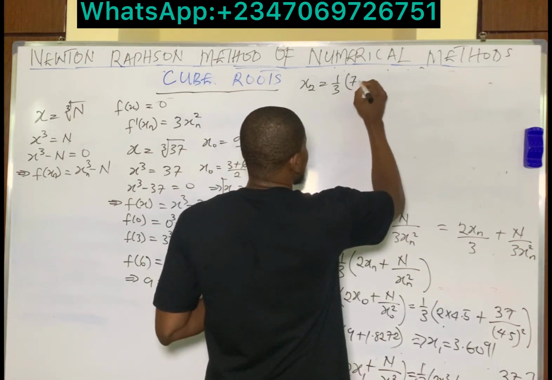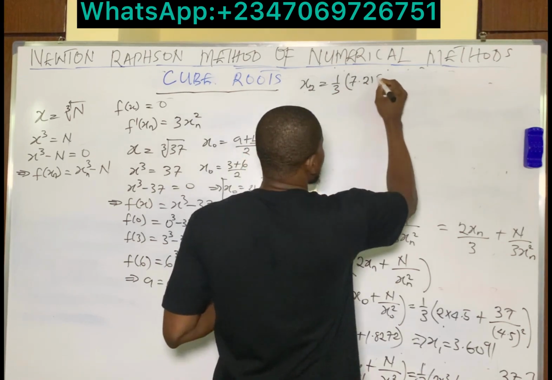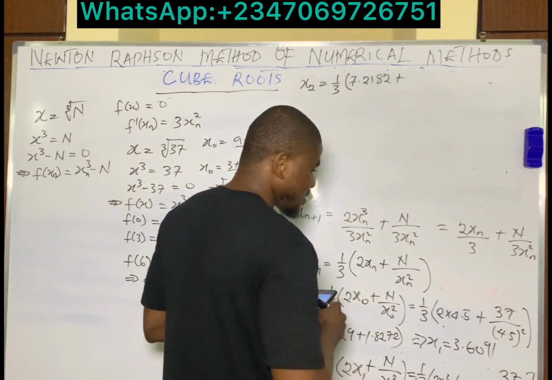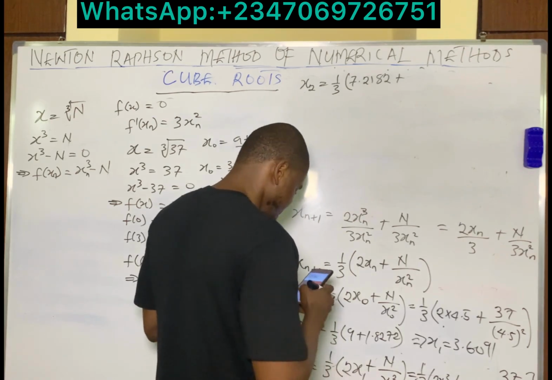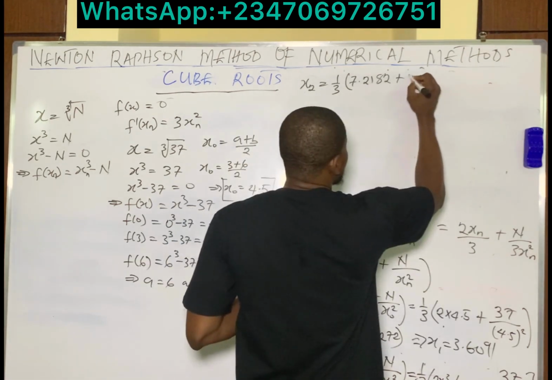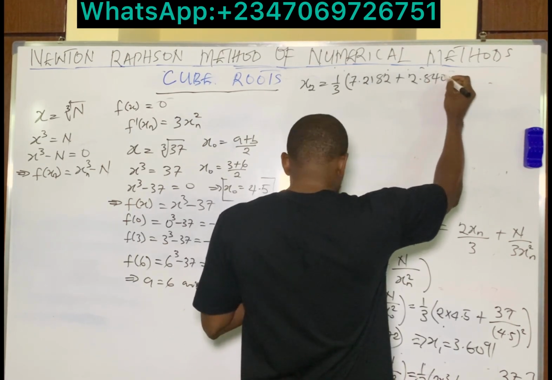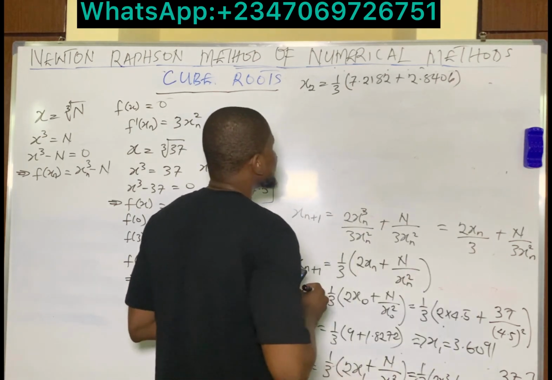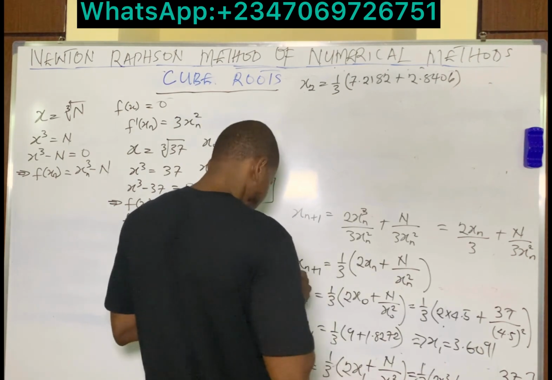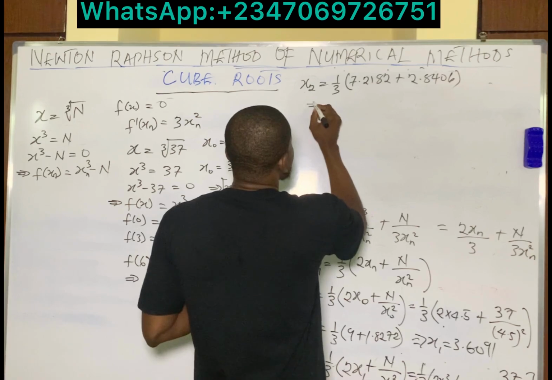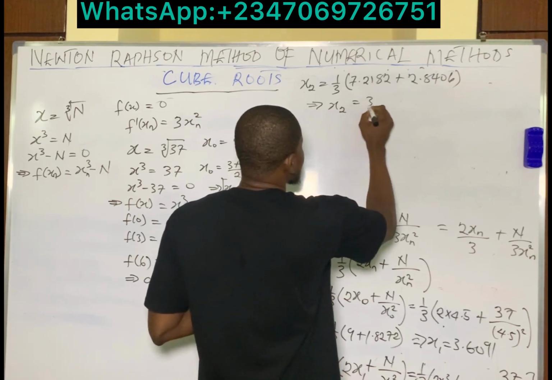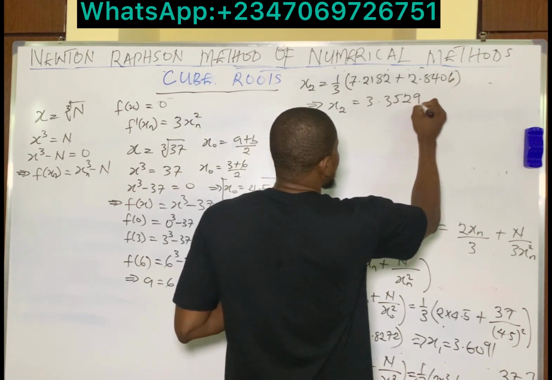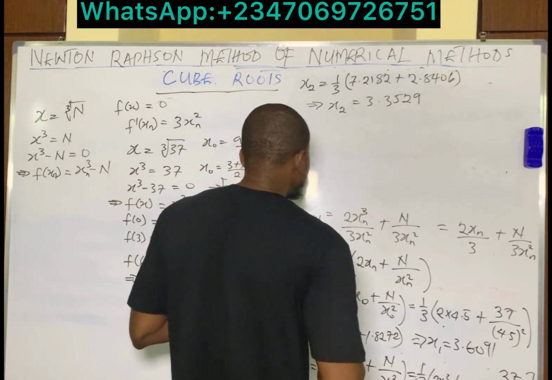That gives us 7.2182, okay, plus, let's now find 3.6091 squared. 37 divides 3.6091 squared, please. That gives us approximately 2.8406. Okay. So let's find that sum multiplied by 1 all over 3. So this simply implies that x2 is equal to 3.3529 approximately. Okay, so we've gotten our second root.